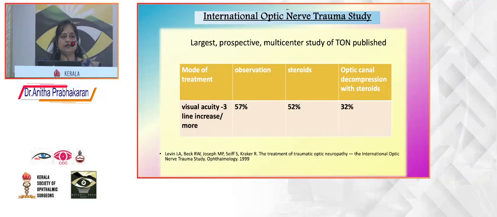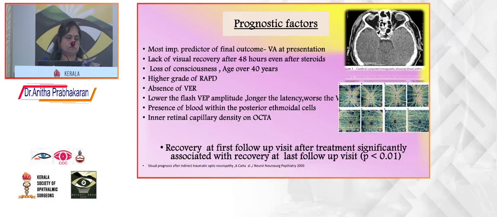So we want to draw your attention to this largest prospective multicentral trial of traumatic optic neuropathy which was ever published, and here it's very clearly seen that it is the observational group which has the maximum visual recovery when compared to the interventional groups. So we can only predict the prognosis.